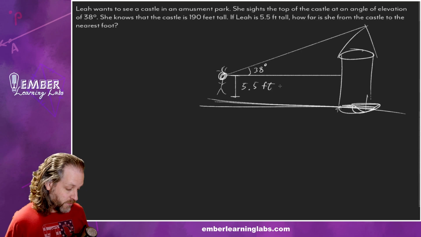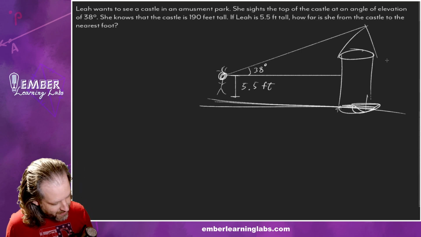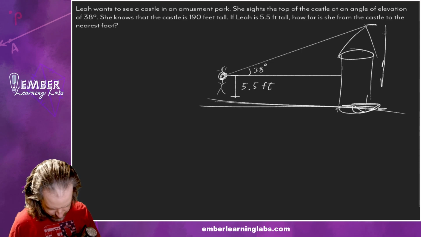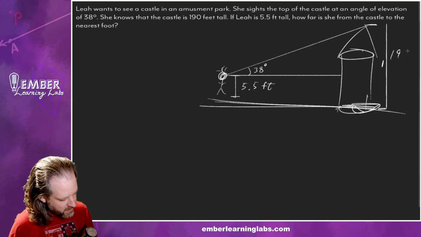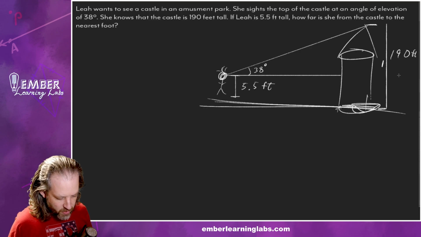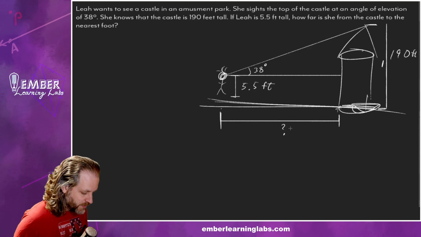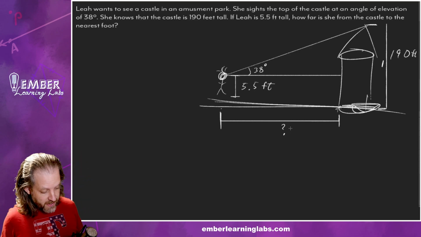And she knows that the castle is 190 feet. So this full height is 190 feet. And we want to know how far it is, from here to here. That is what we are looking for. So we've got a triangle here, and we need to figure out the pieces of the puzzle. Then we're going to use our trig ratios to find out the length.